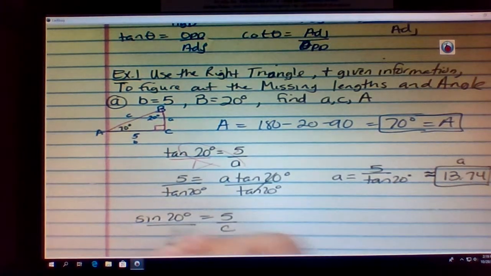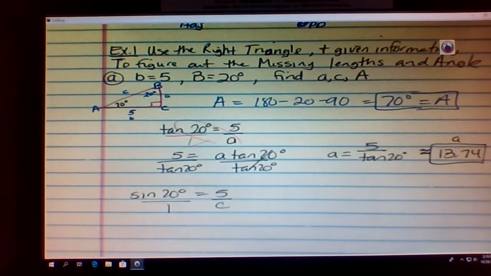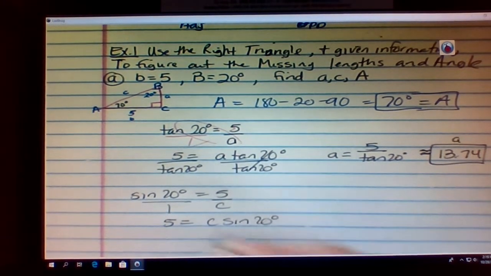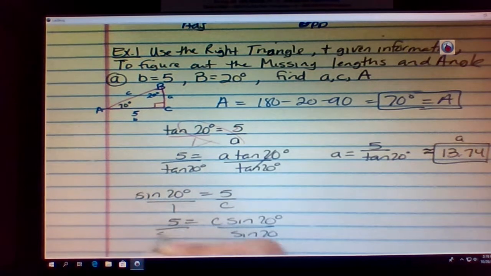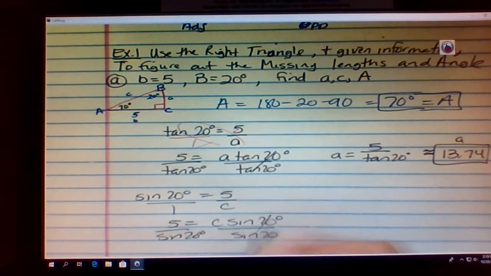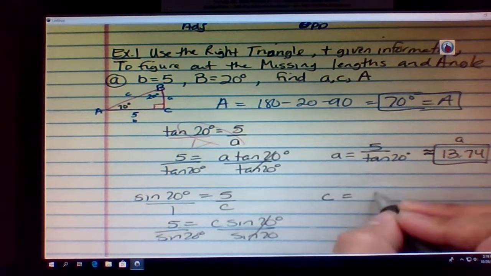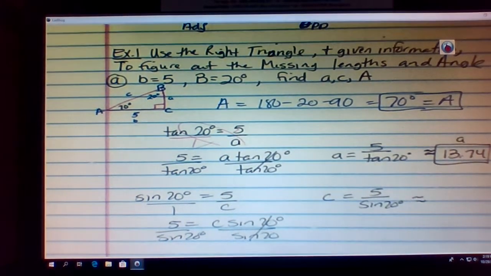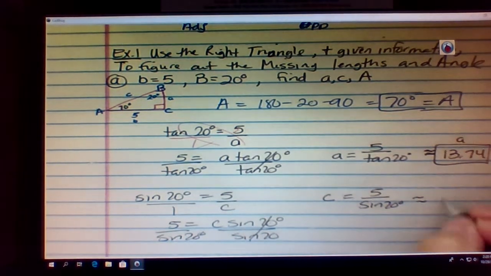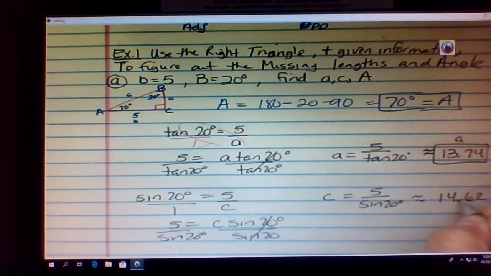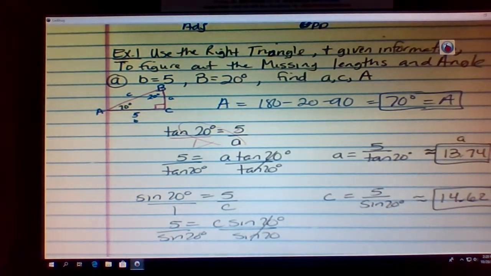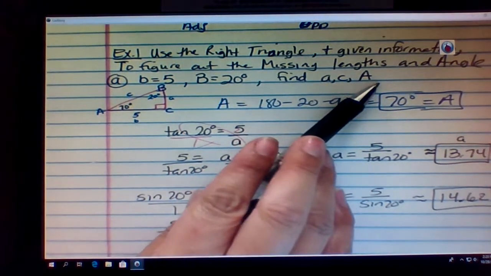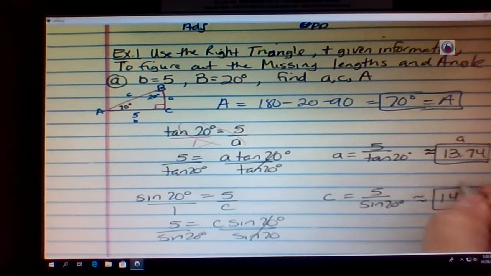And you do the same thing. 5 equals C sine of 20. Divide by sine of 20 degrees. So C equals 5 divided by sine of 20. And that right there gives me 14.62, which is correct. So did I find A? Yes. Did I find little c? Yes. Did I find angle A? Yes. So you are done.